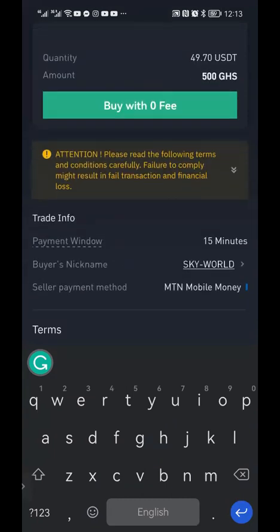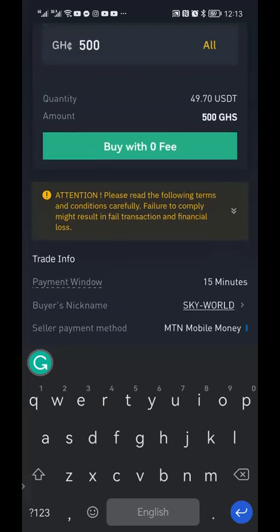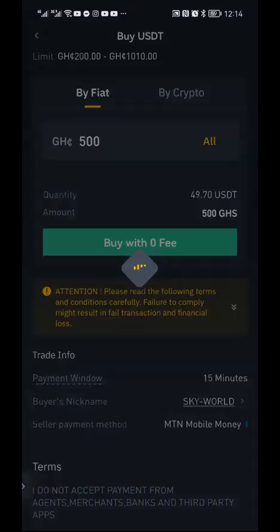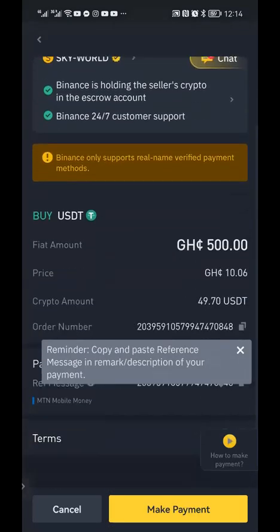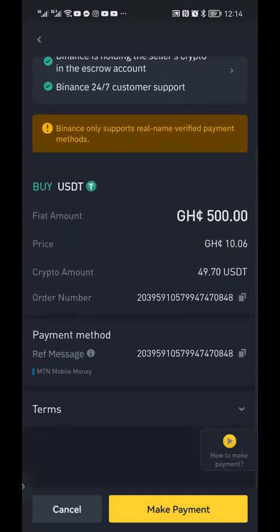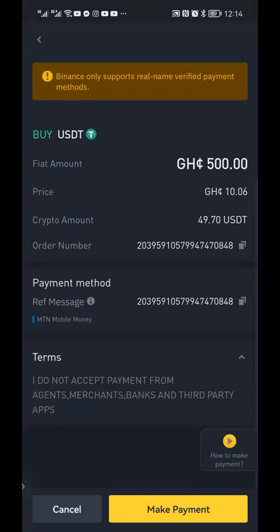Then you can go to attention. Please read the following terms and conditions. So that's very important to know his requirement before you deal with him. So you now buy with 0 fee. And at this point, his mode of payments now comes. He said, I do not accept payment from agents, merchants, banks, and third-party apps. So it means that if you are a merchant, he won't accept your payment. So those are the stuff.